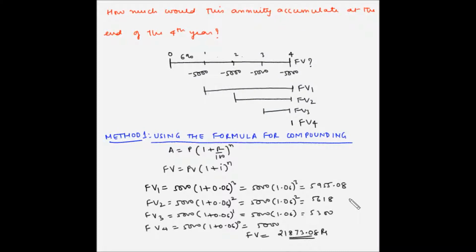So this is the first method of finding out the future value, where we'll take each investment and find out what that investment will end up being at the end of the tenure, and then add up all those future values. Now, as you can see, if this tenure is a big number like 20 years or 30 years, this method will become very tedious. So let's look at the second method.